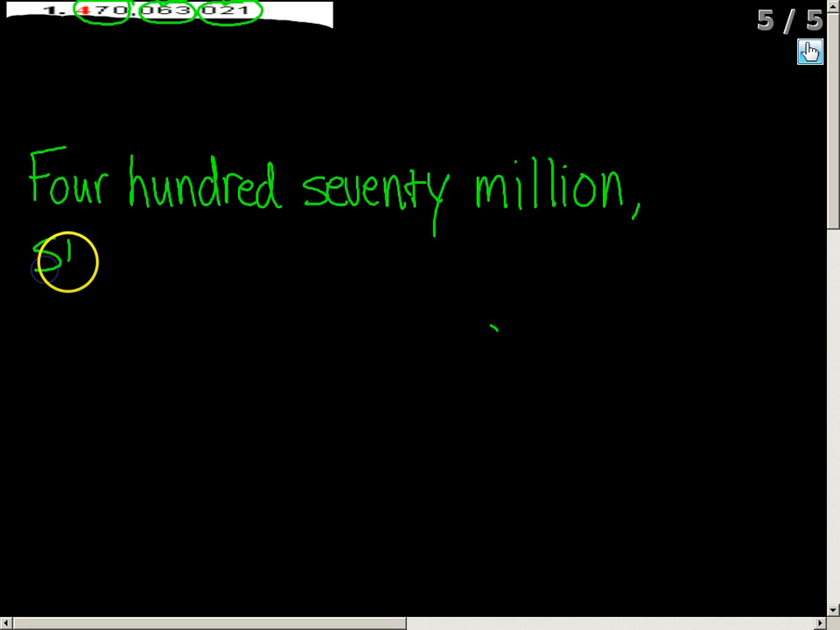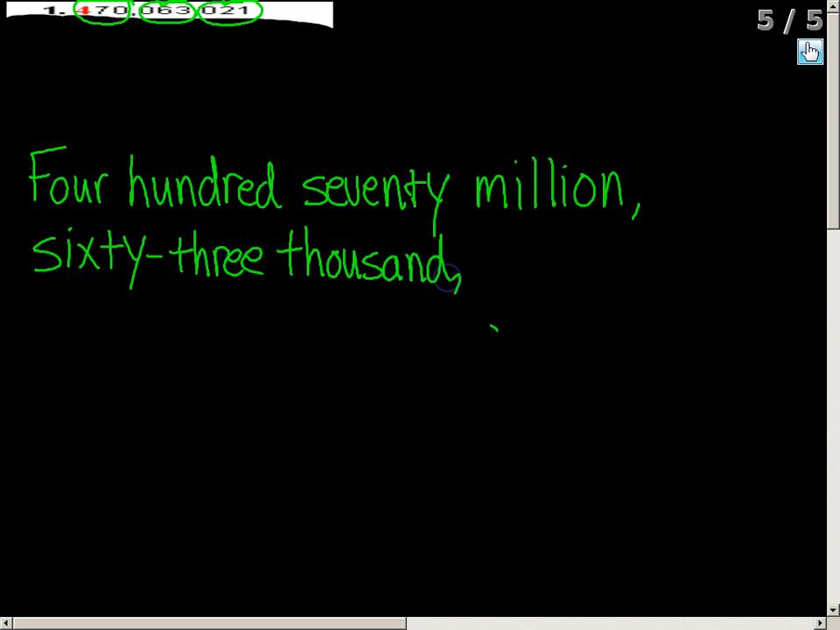We'll write 60. Make sure we put a hyphen between the 60 and the 3. So 63, we know it falls in the thousands place, 1,000. Put a comma there, just like we have in standard form, and then we come finally to the next group of three numbers, which is 21, and we'll just write 21 with a hyphen between the 20 and the 1.